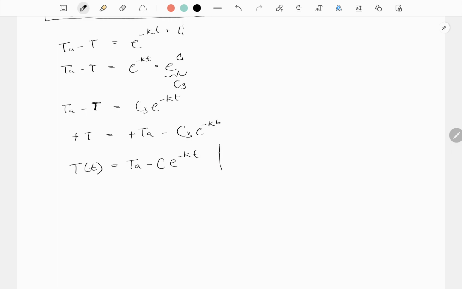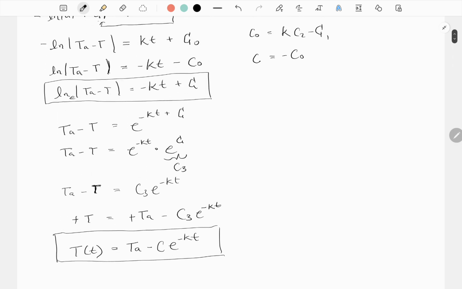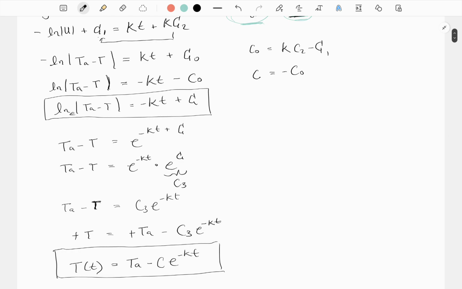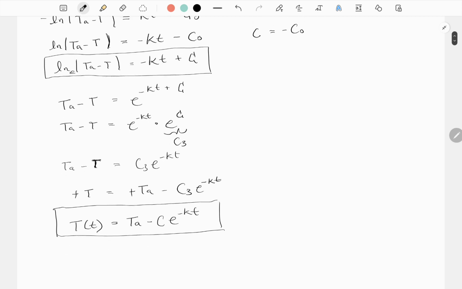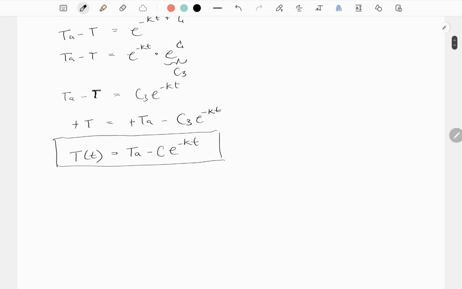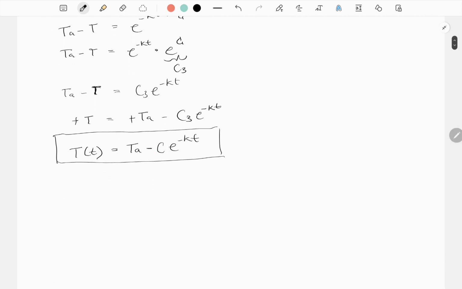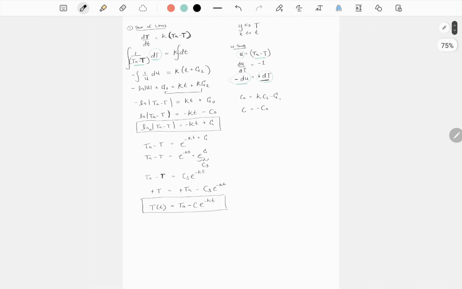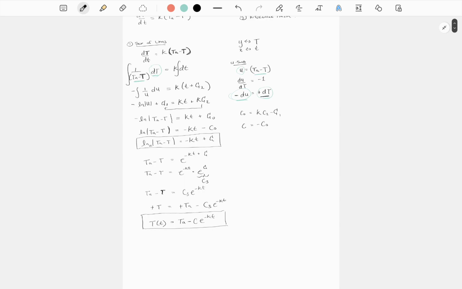So this becomes the solution when you solve for T directly. Turns out that the ln form is good to solve for time. If you're trying to solve for time, it's better to leave it in ln form. Less steps. So these are the solutions you get via separation of variables, and it requires a u substitution in order to make this work.